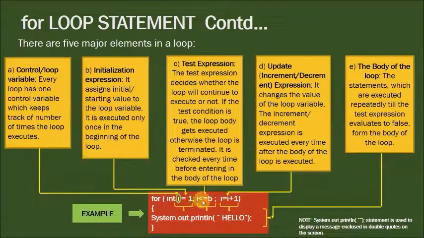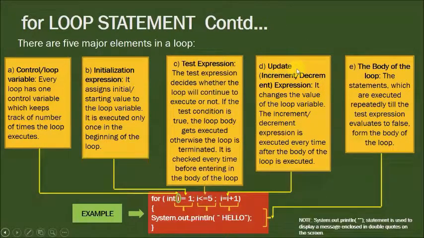In this case, i less than or equal to 5. So unless the value of i is less than or equal to 5, this loop will execute. And as soon as the value of i becomes greater than 5, the loop will terminate. This test expression is checked every time before entering the body of the loop. We can enter the body of the loop only if the test expression is true. Otherwise, we cannot enter the body of the loop.